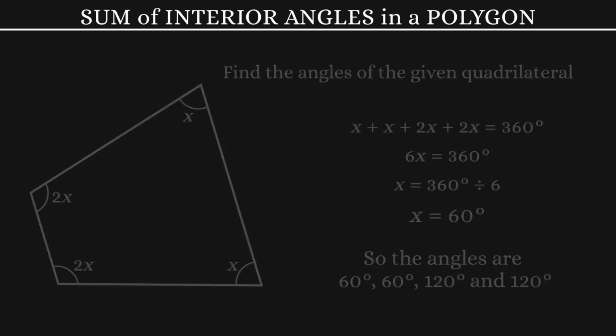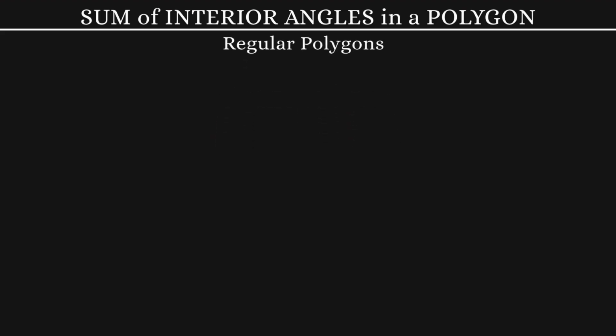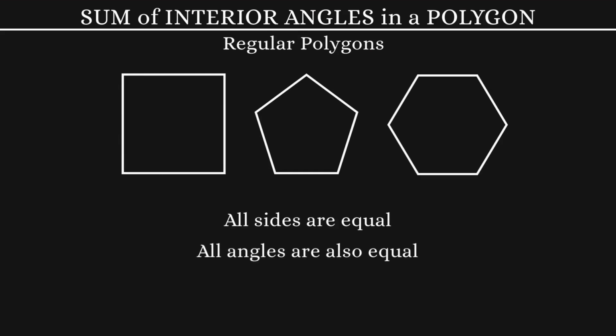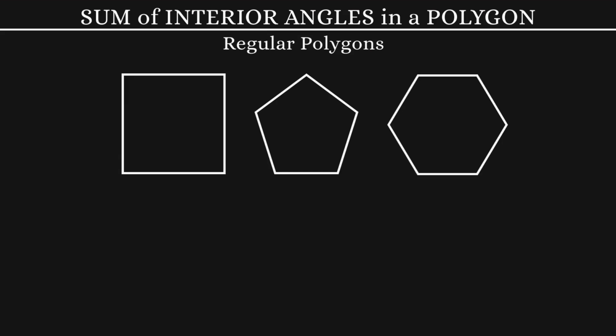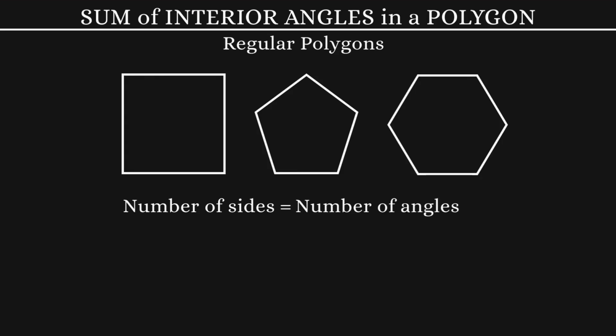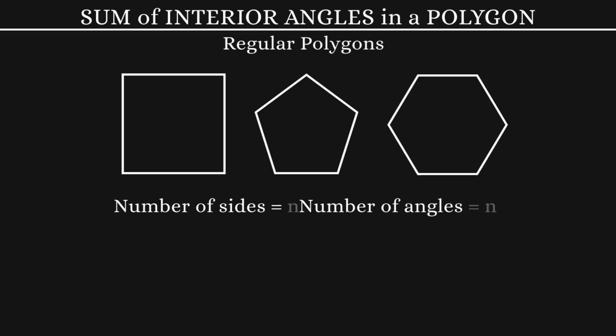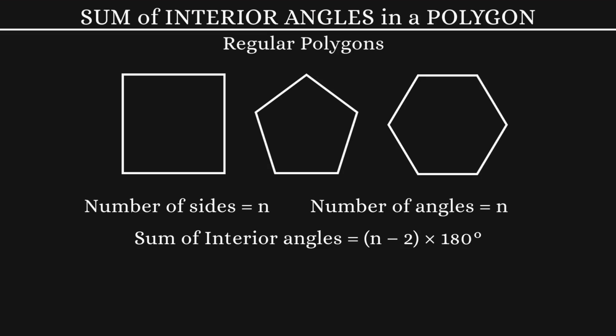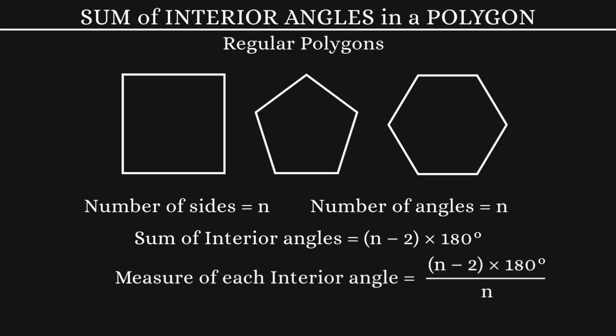Now we'll understand what happens in a regular polygon. A regular polygon is one in which all the sides are equal and also all the angles are equal. In any polygon, the number of sides is equal to the number of interior angles. So we can say the number of angles is also n. Since the sum of interior angles is (n minus 2) into 180 degrees, the measure of each angle in a regular polygon will be (n minus 2) into 180 degrees divided by n.